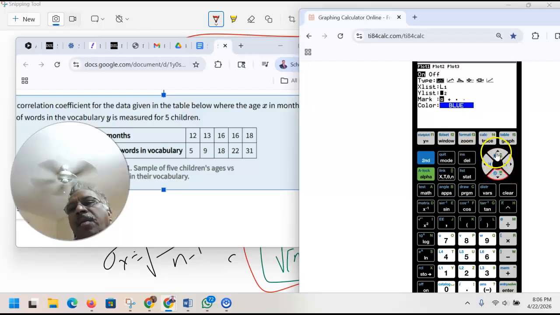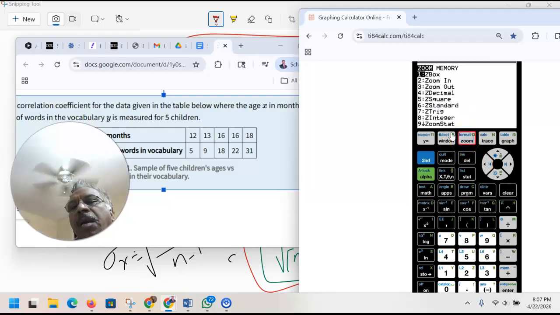That is the age. So this is the age in months of a child, and this is the number of vocabulary words the child knows. So this one you can think of as plus or dots. Those are too small, so I will stick to this square. Okay, go down and you can change the color if you want. I'll just use the blue marker and I'll enter. At the same time, we also have to go to zoom. See this and go to the 9, all the way to ZoomStat.